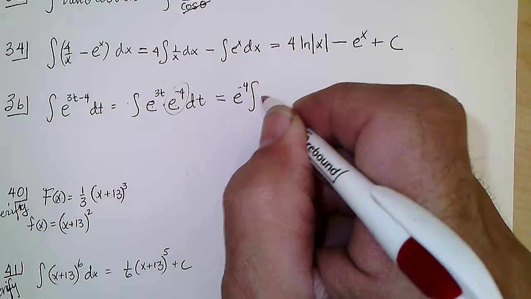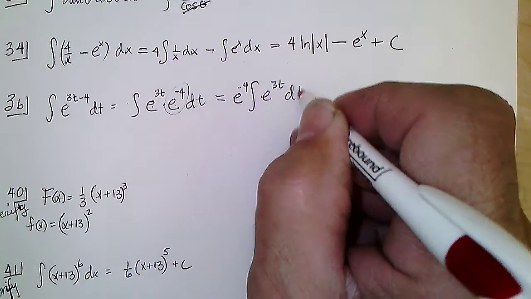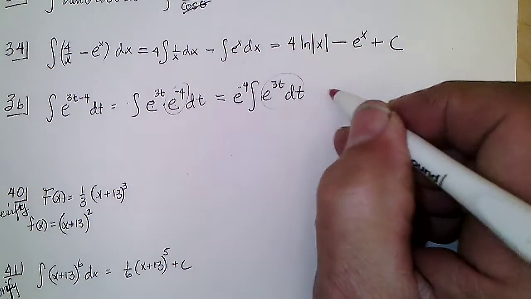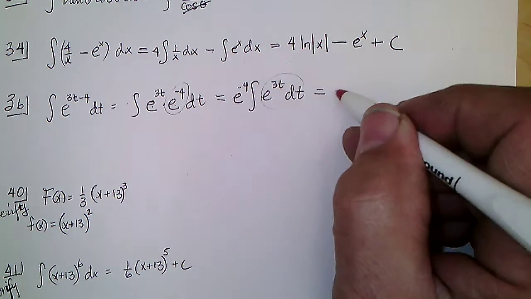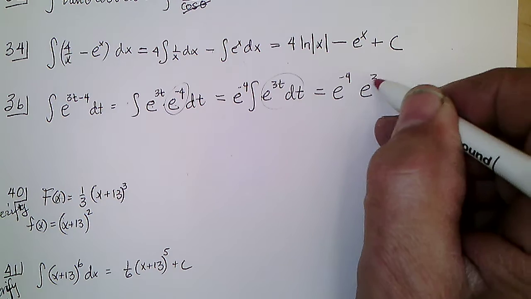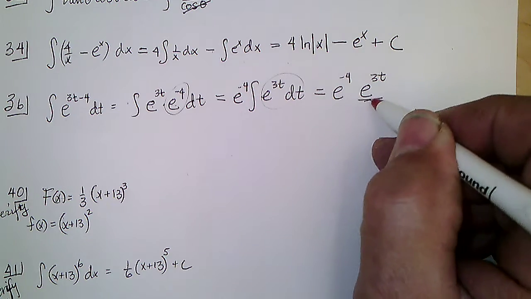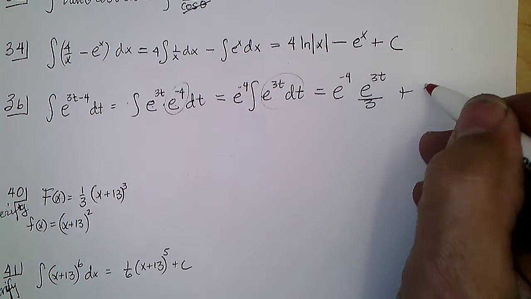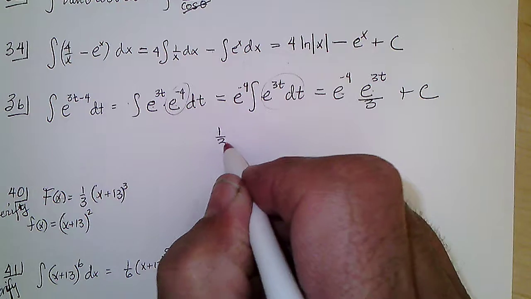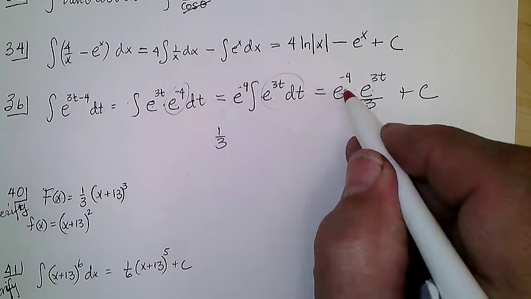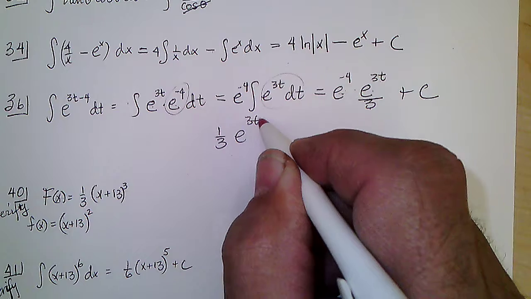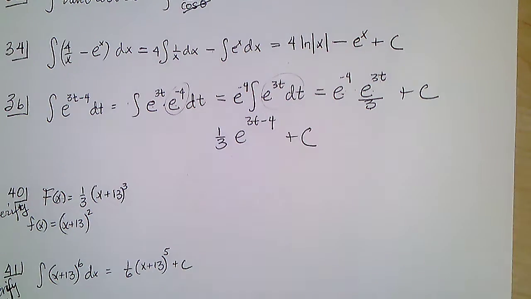Integral of e to the 3t dt, and the formula in the book says if there's a constant times this, we got e to the minus 4, it becomes e to the 3t divided by that constant. Now, if I multiply these back together, I get 1/3 for the 1 over 3, and we'd add these two, and we get e to the 3t minus 4 plus c.